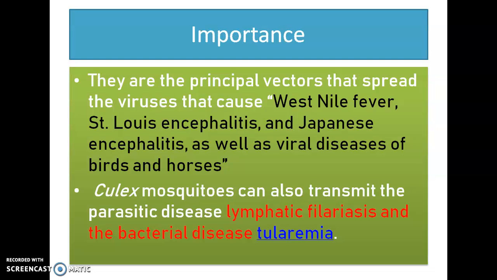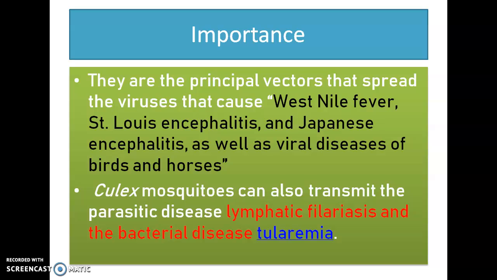What about the importance of this particular mosquito? These are the principal vectors that spread the viruses which can cause West Nile fever, St. Louis encephalitis and Japanese encephalitis, as well as viral diseases of birds and horses. So this insect is able to spread the viruses that cause these kinds of diseases. The virus spreads from one person to another by means of this mosquito.